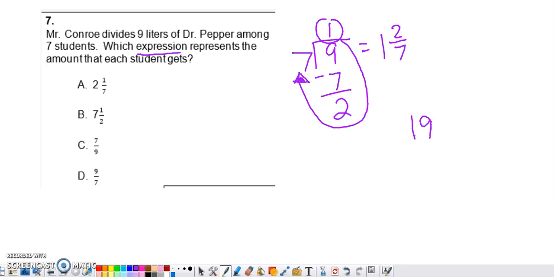So 9 divided by 7 also looks like 9 divided by 7. Letter D is your answer for number 7.